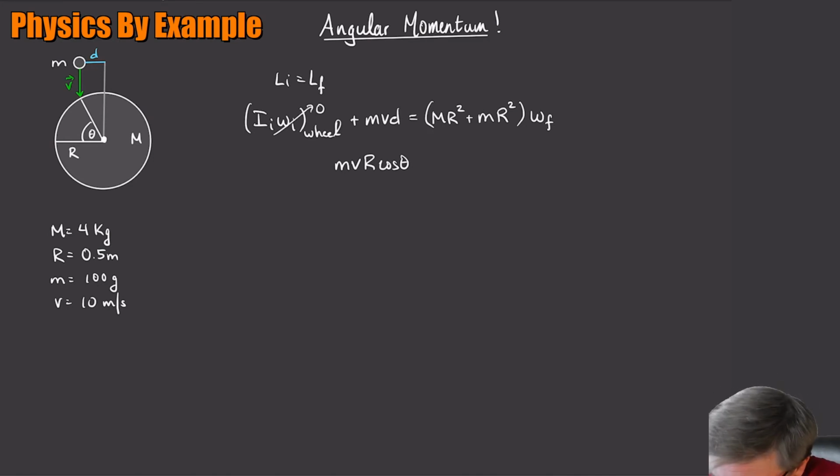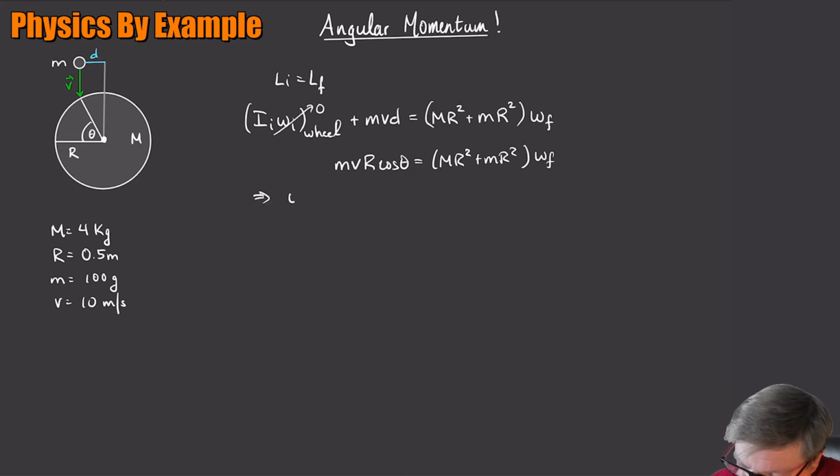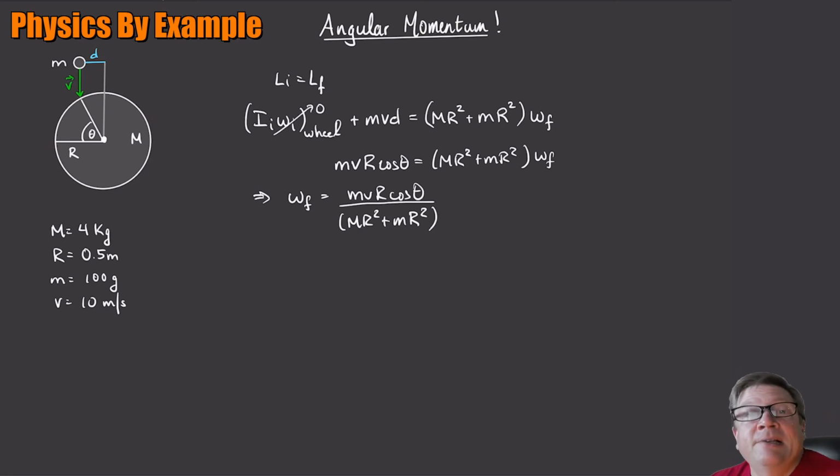So this is equal to big M r squared plus little m r squared times omega final. So the final rate of rotation is just going to be mvr cosine theta divided by big M r squared plus little m r squared. There we go.